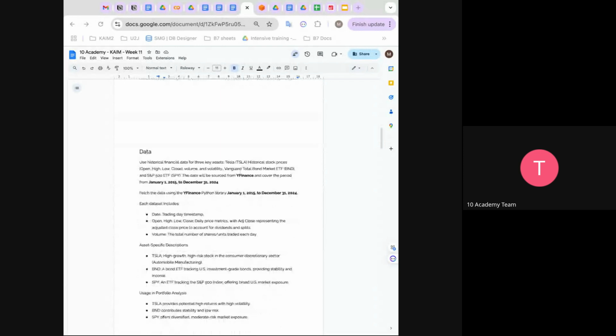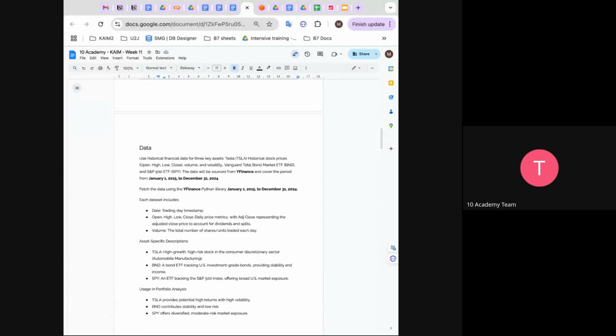So, domain specification: Tesla has high growth and high risk, in the automobile manufacturing sector. And this bond data, US investment grade bonds, is somehow stable and provides some income. And this SPY is an exchange-traded fund, fixed income in terms of income, but it's the aggregated bond market on the US market. So we have these three things to use.